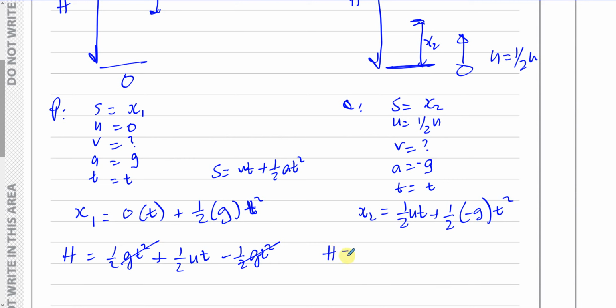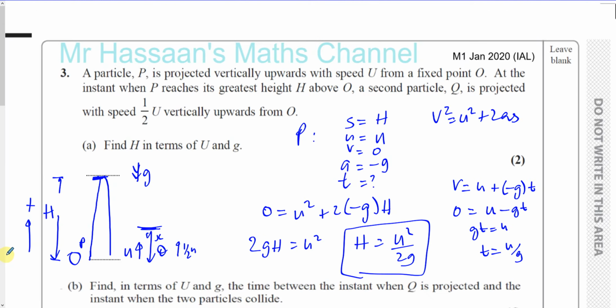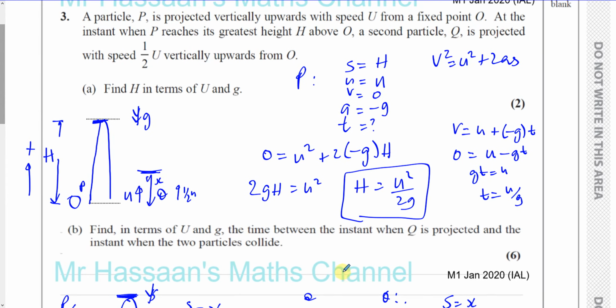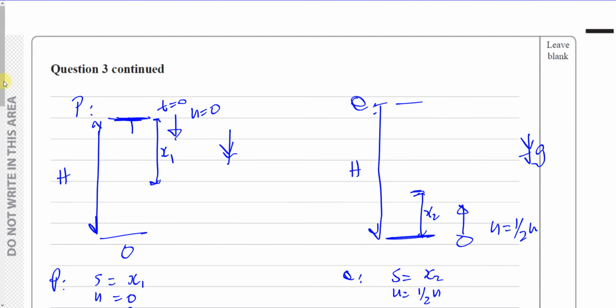Was that the same answer that we got? Okay, let's have a look. It's not the same answer. Hold on, because we want to find it in terms of u and g. What do we have here? We have it in terms of h and u. We already found out what h was, so we don't need the h there. Now h we found out from part A. h is equal to u squared over 2g. Ah, sorry, we're doing part B.